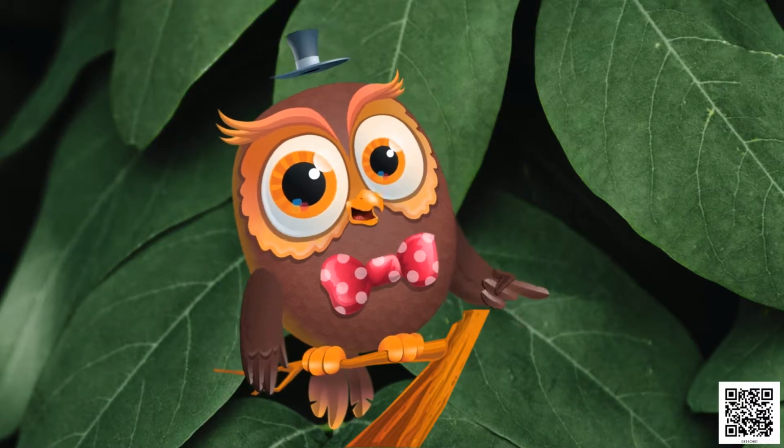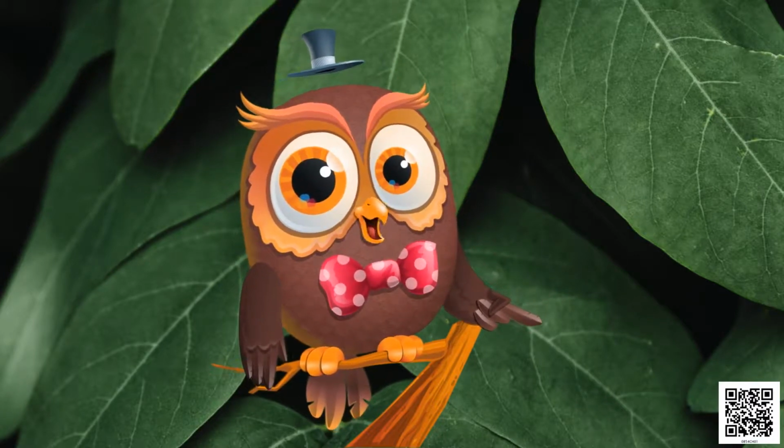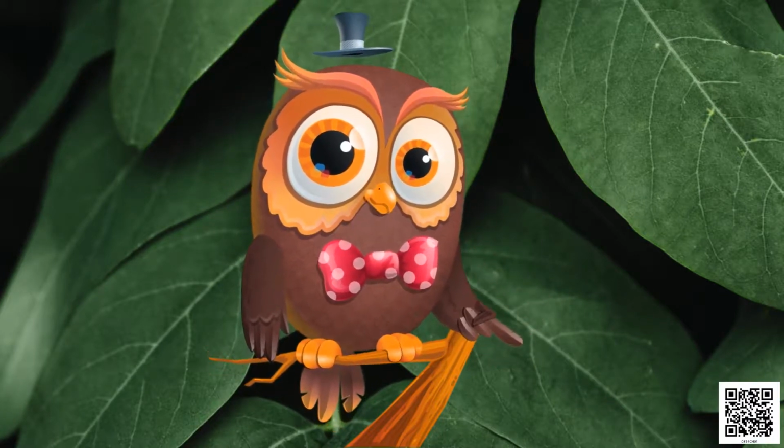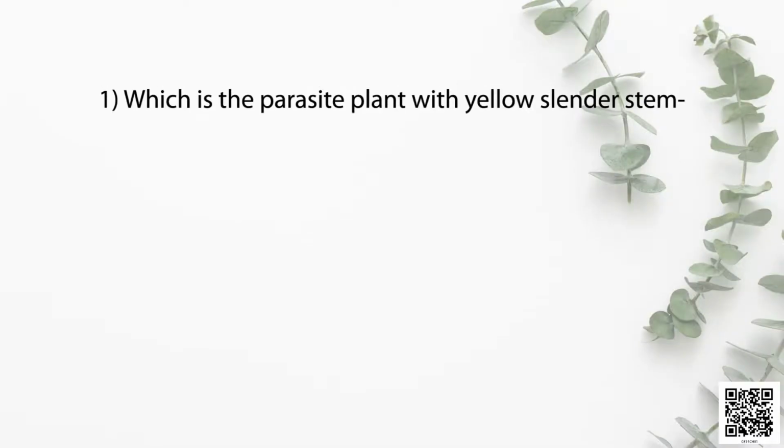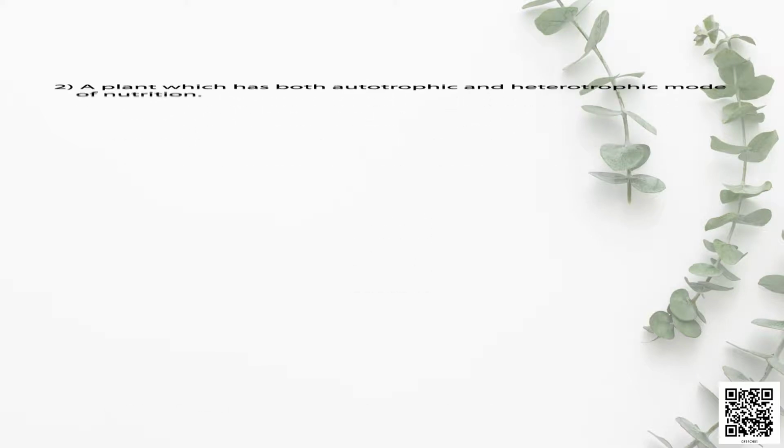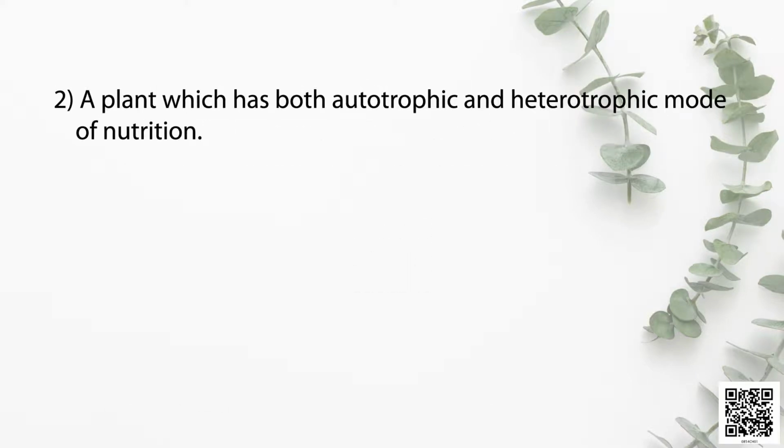Now we will discuss one word that describes the following statements. Which is the parasitic plant with yellow slender stem? Absolutely correct. It is Cuscuta. Cuscuta is the parasitic plant with yellow slender stem. A plant which has both autotrophic and heterotrophic mode of nutrition. What do we call such a plant?